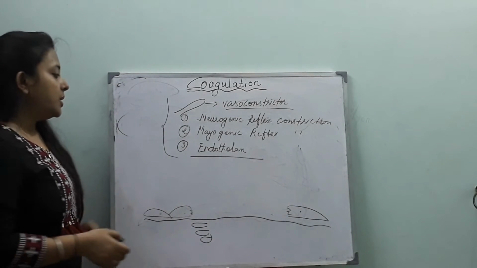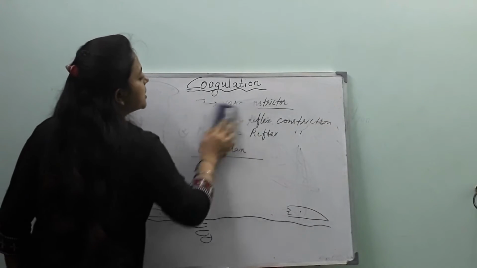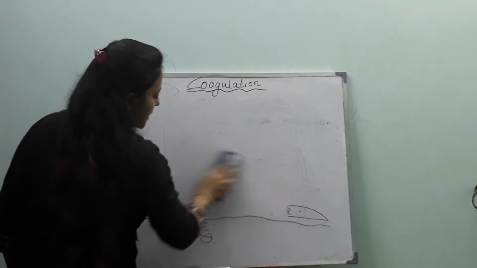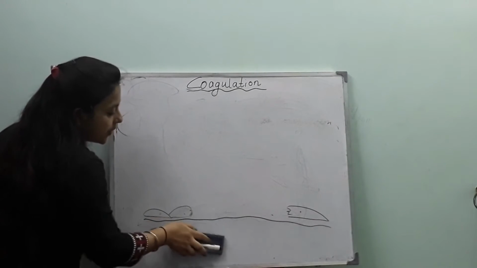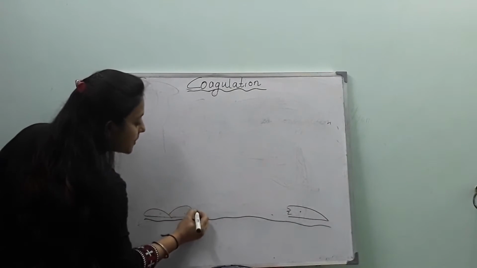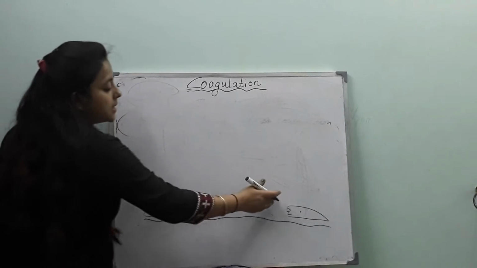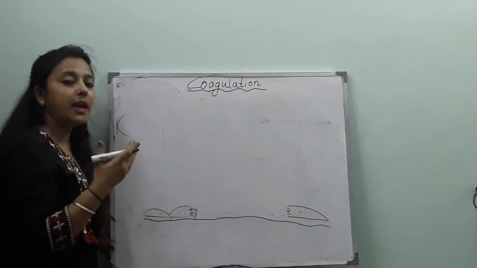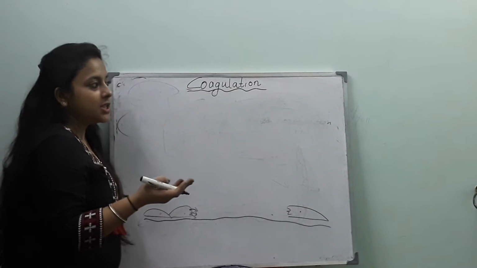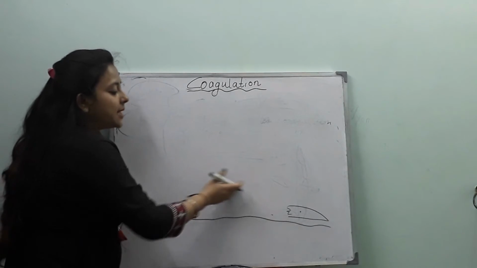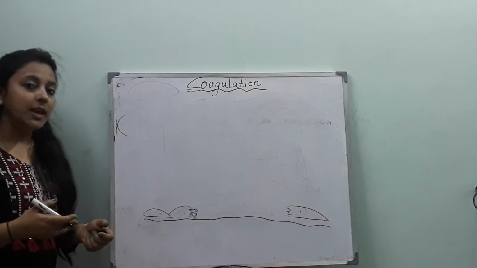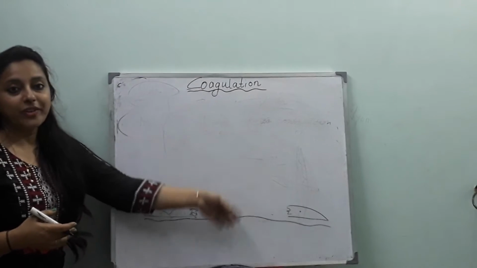Okay, now let's talk about the mechanism done by the damaged part. See, this is our damaged part, and our damaged part releases a special type of chemicals. This damaged part does not have any antiplatelet aggregating agent, anticoagulant agent, antithrombotic agent. That means there is a lack of heparin sulfate, thrombomodulin.